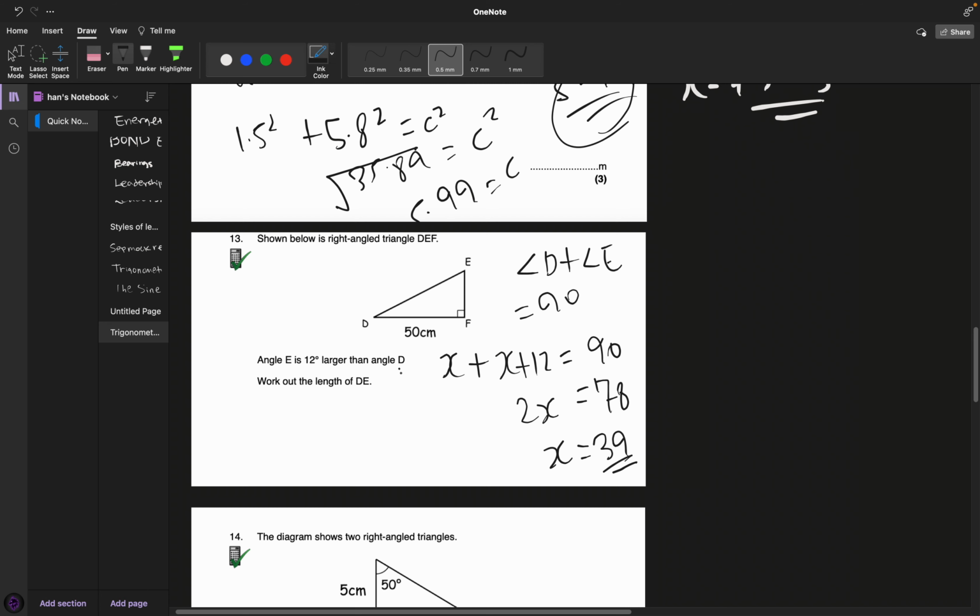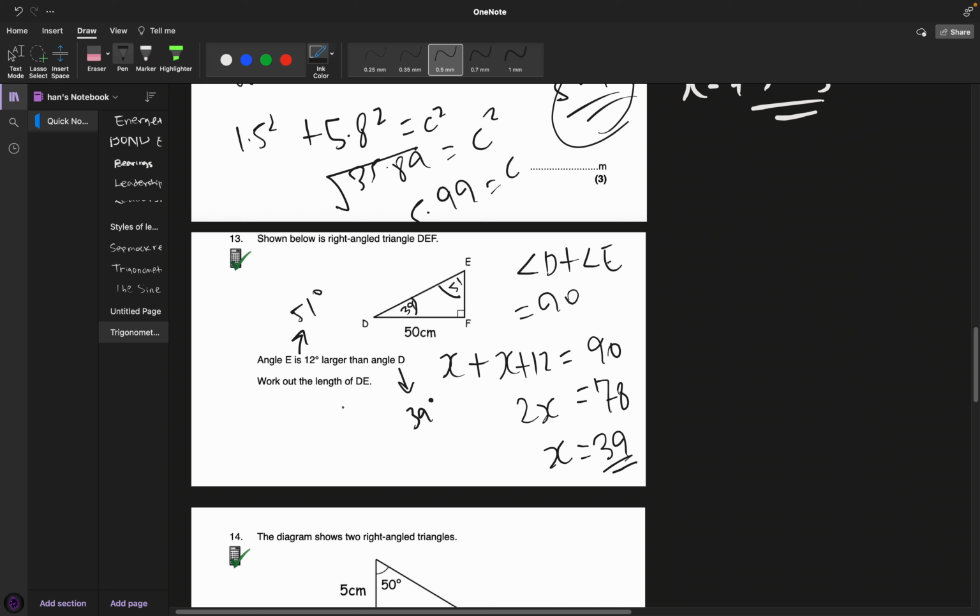So angle D is going to be 39. And angle E is going to be 12 degrees larger than 39. So 39 plus 12, which will be 51. And just double check that 51 plus 39 makes 90, and it does. So you know that your angles are correct. So angle D is going to be 39. And angle E is going to be 51.